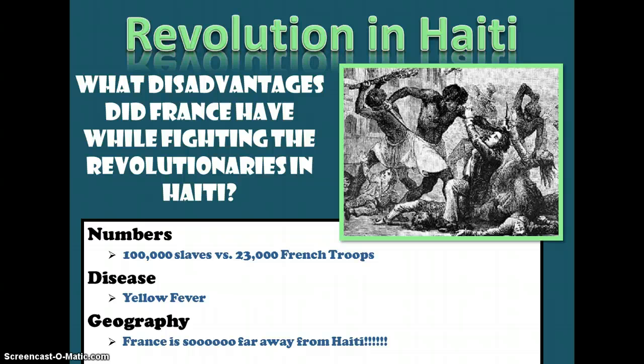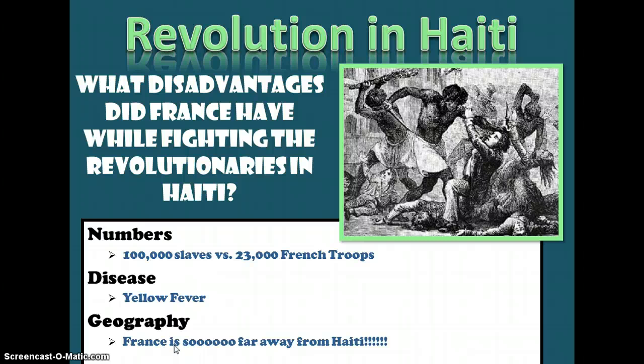But you can see the numbers. There were 100,000 slaves to 23,000 French troops. So even though the French troops were well trained and they had good weapons, the slaves outnumbered them incredibly. There was disease also that Europeans succumbed to called yellow fever. And again, the geography just got in the way, and it was very difficult for France to send troops over to fight against the Haitians.